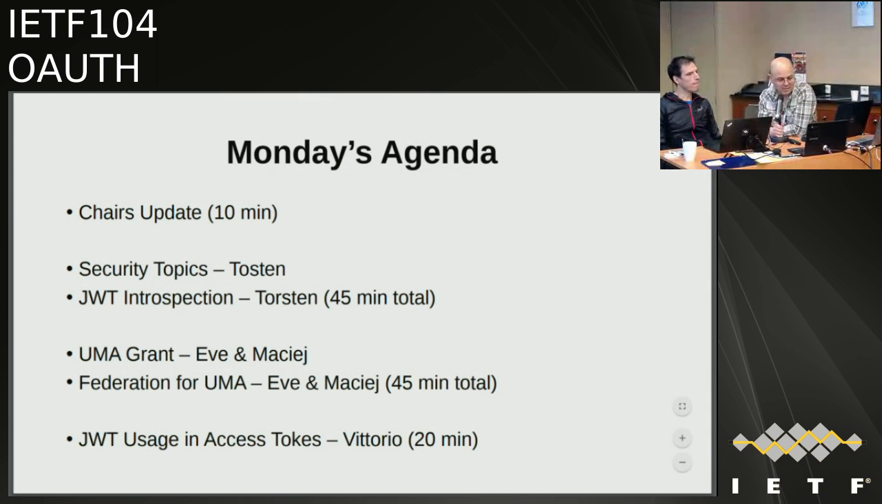Okay, so our agenda, again: we've talked about the chairs updates, then security topics and JWT introspection with Torsten, then Eve remotely will be talking about the UMA draft, and the last one would be Vittorio talking about JWT usage in access tokens. I also wanted to point out that we are holding these conference calls every second week to discuss working group matters. If you want something moving along, or if there are questions, just dial in. We stay there for half an hour and chat with you about the ongoing topics, just to make sure that we are not letting anything fall between the cracks.